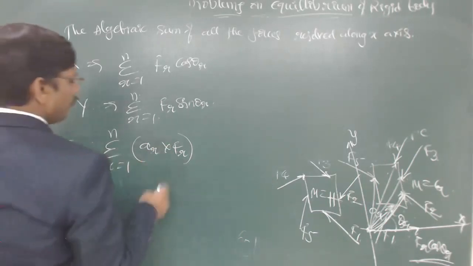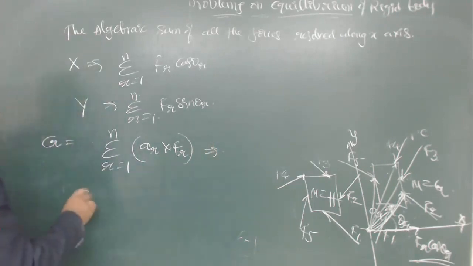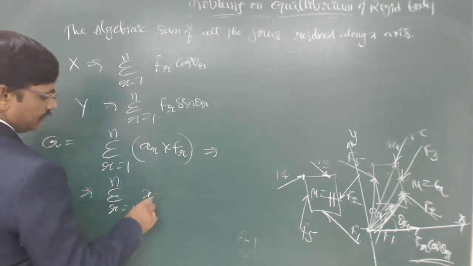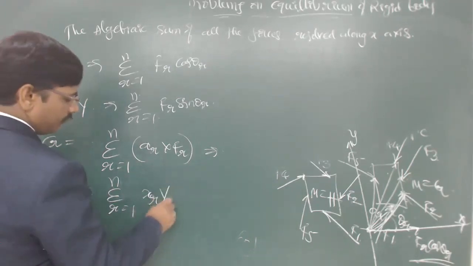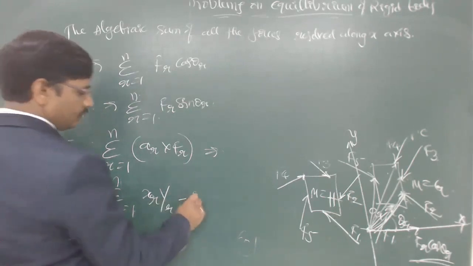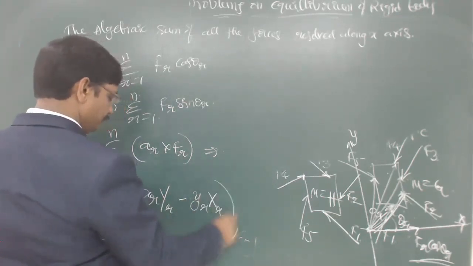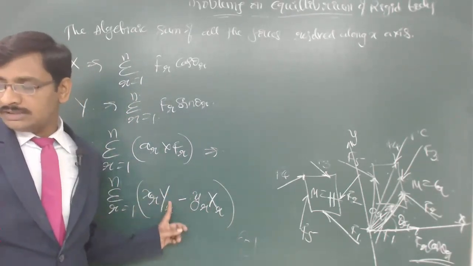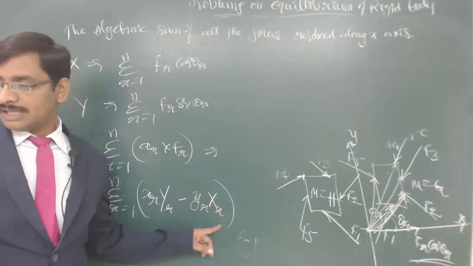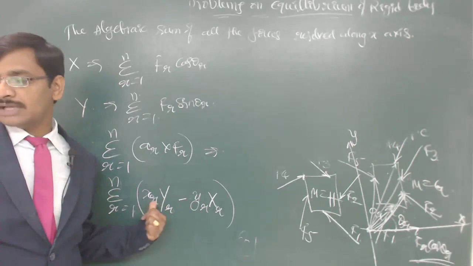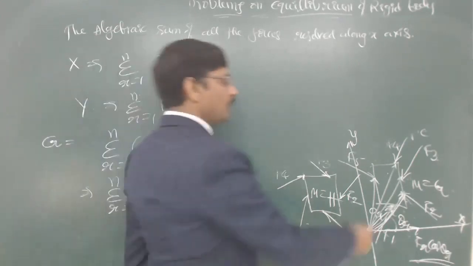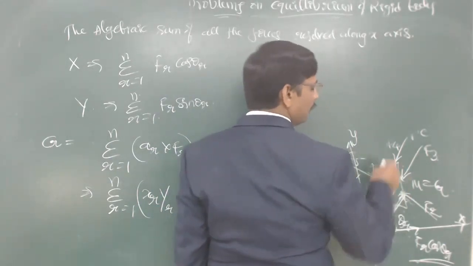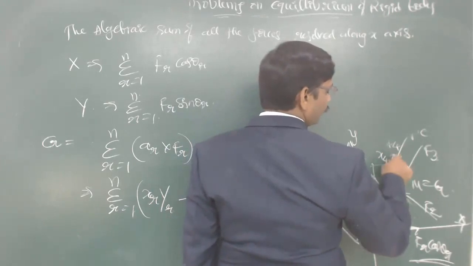So this AR cross FR, the simplified format is sigma r equal to 1 to n, xr into capital YR minus yr into capital XR. So this is nothing but the force component of the rth force along the y-axis. This is the force component of the rth force along the x-axis. This is the position vector coordinates xr and yr, right? So let us say if you take this particular force, let us say this is F4, and its coordinates will be x4, y4. So this is the coordinate.